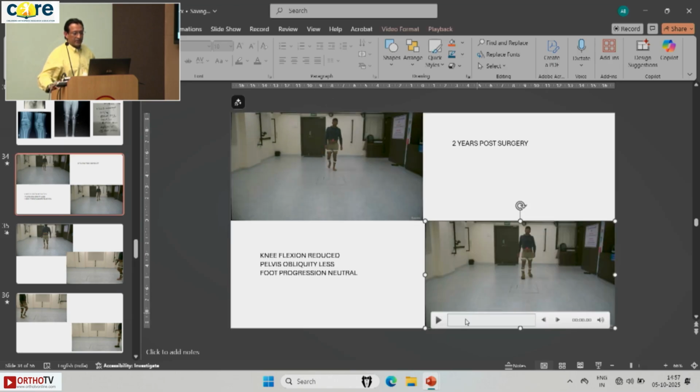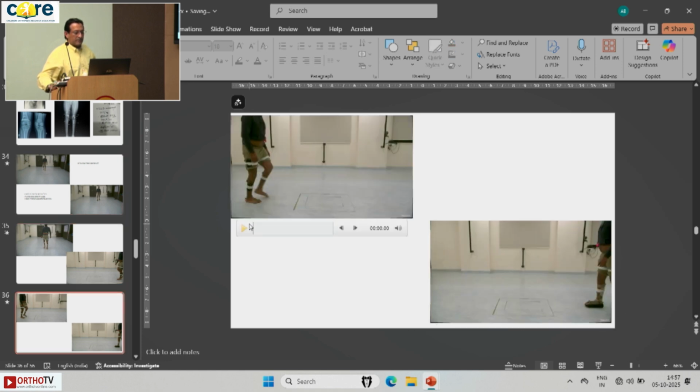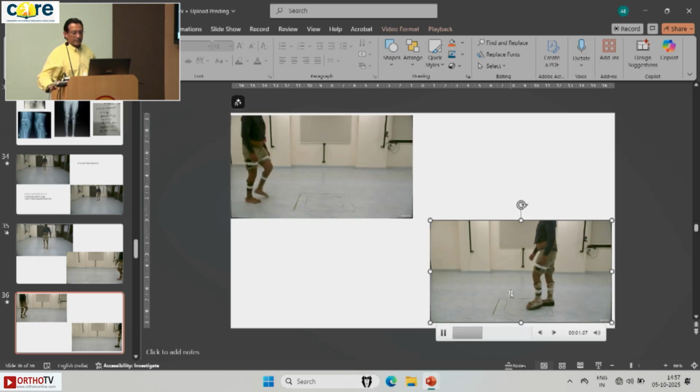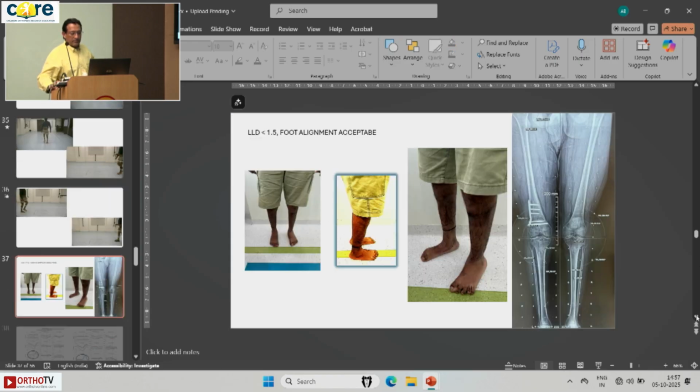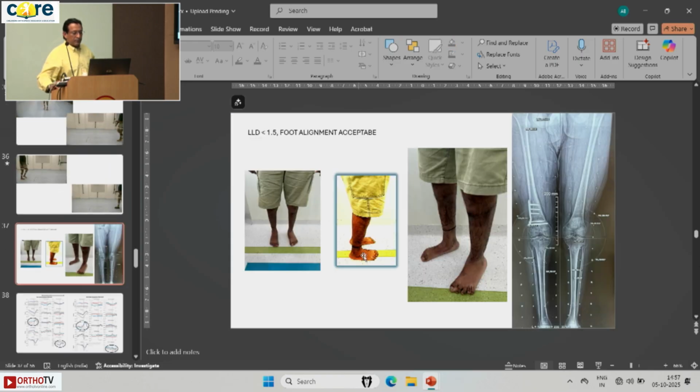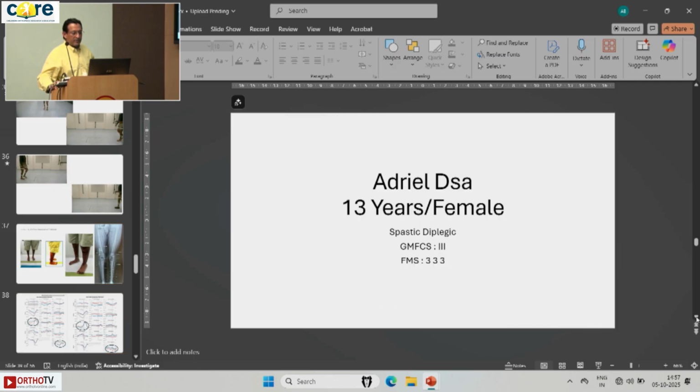Now he's much straighter. And with the AFO, he walks better. I'll just show his graph if I have it. This is his 2-year post gait video, and now we're just doing his EMG recording as well. And this is with the AFO. So he's much straighter. He's gained almost 15 kg weight. So we did his foot surgery as well at the same time, and now his limb length is almost corrected to 1.5.